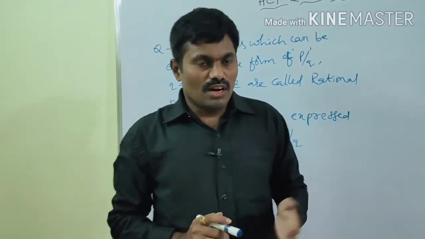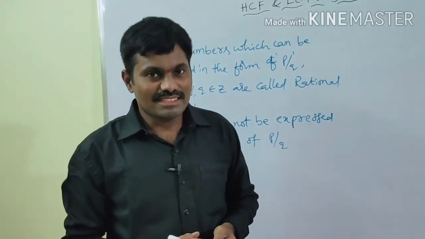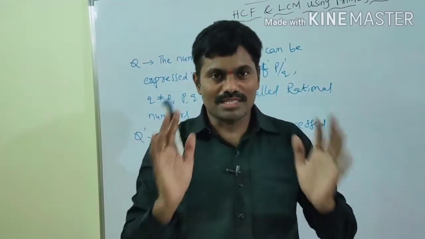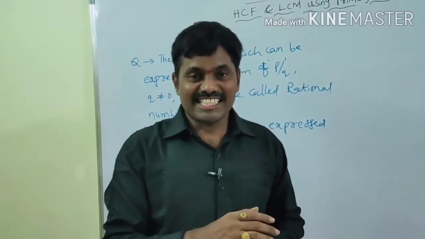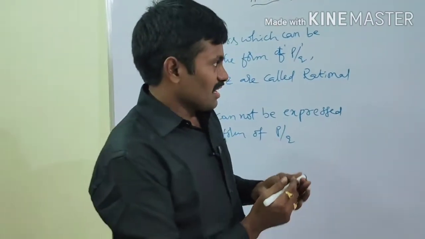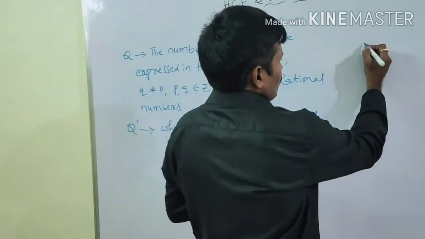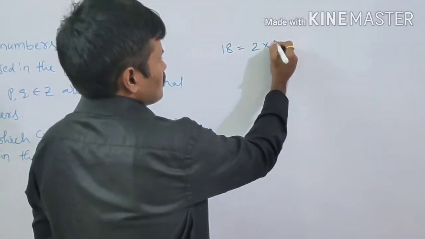Yes. And also we discussed the fundamental theorem of arithmetic. What does it say? Every composite number can be expressed as a product of primes, and also the factorization is unique irrespective of the order. For example, I have taken 18. It can be written as 2 into 3 into 3.